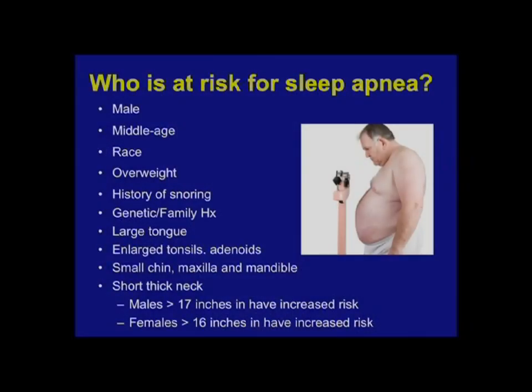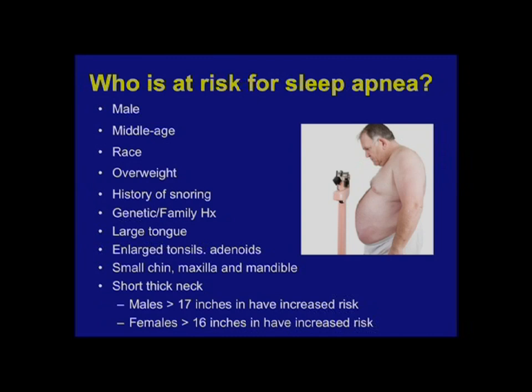There's often a history of snoring. There is often a family history of obstructive sleep apnea or snoring, and there may be genetic conditions that predispose to obstructive sleep apnea, such as Prader-Willi syndrome. There may be a large tongue. There may be a history of enlarged tonsils or adenoids. The patients often will have a small chin, maxilla or mandible, and they usually have a short, thick neck.